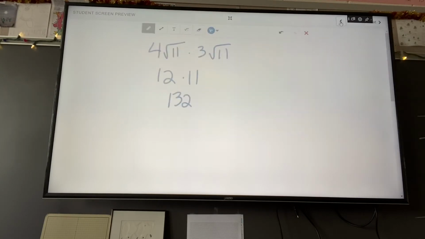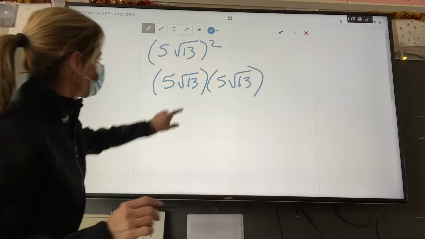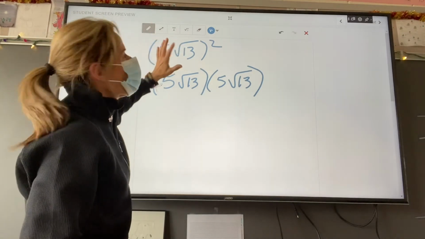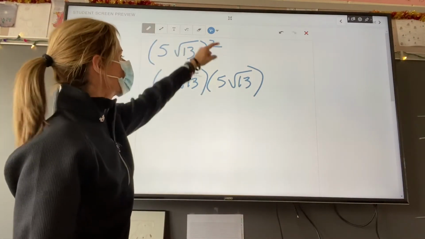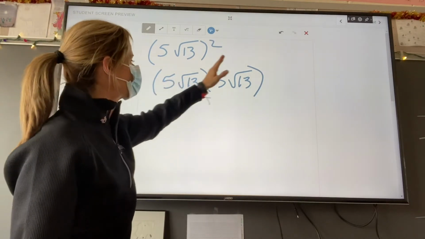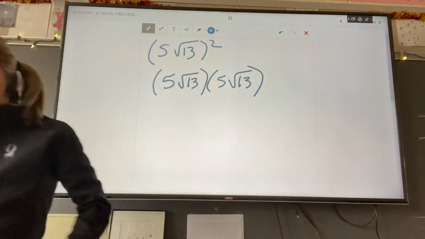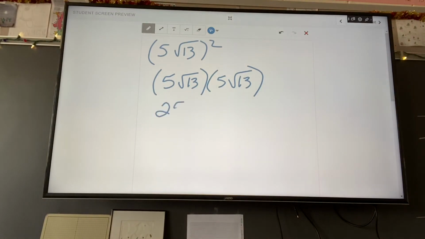Last one, 5 root 13, squared. What that means is 5 root 13 times 5 root 13. That's what that means. This is 5 square root of 13, the quantity squared. So we can multiply the two 5s and we'll get 25. And then what's root 13 times root 13? 13. So this is just 25 times 13, which is, you got Desmos, right? Excellent.